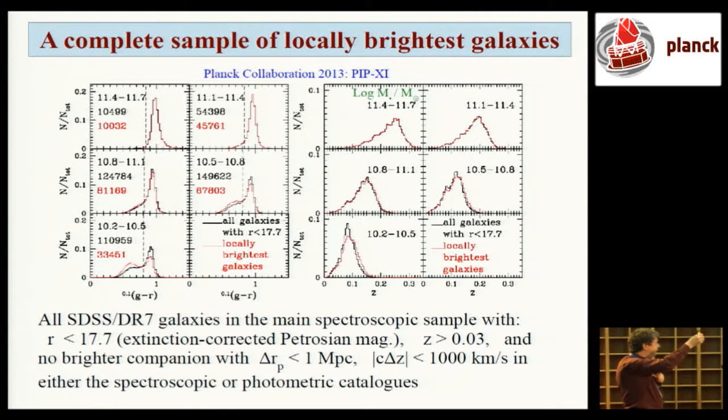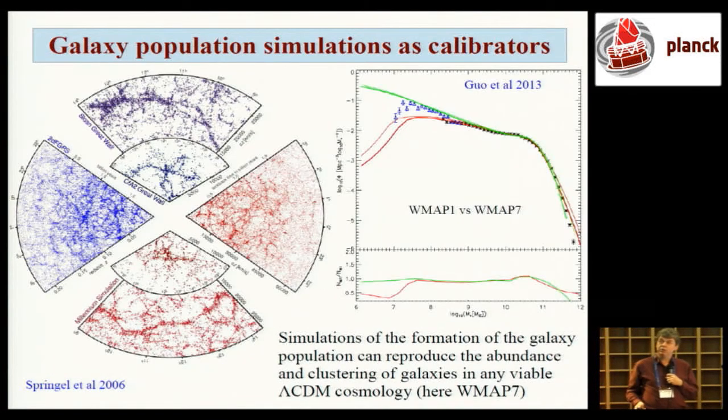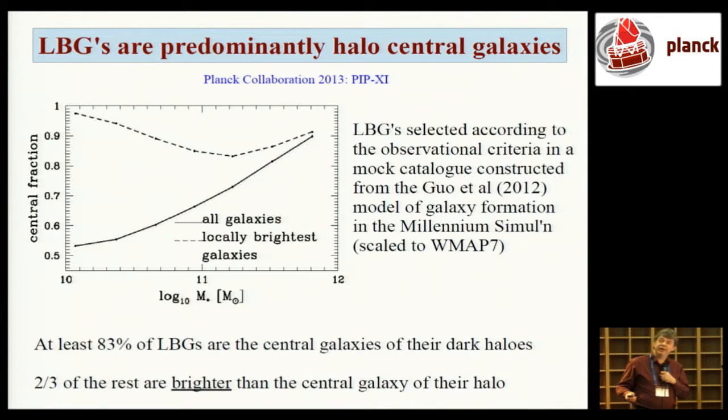So the idea is if you're the brightest galaxy around, you're probably sitting at the center of the halo, just like a CD galaxy sits at the center of its cluster. To check whether that's the case, you have to do some modeling. So here you have to put your cosmology in. I'm going to use this particular simulation of the galaxy population, which fits the mass function of galaxies and their clustering very well, and observe it in exactly the same way as the real survey, to try and figure out what you pick up if you make these selections.